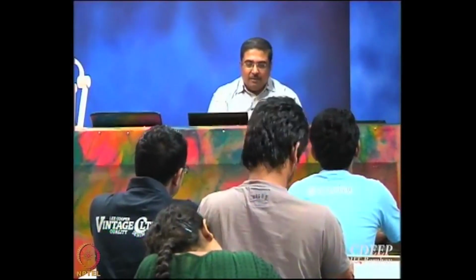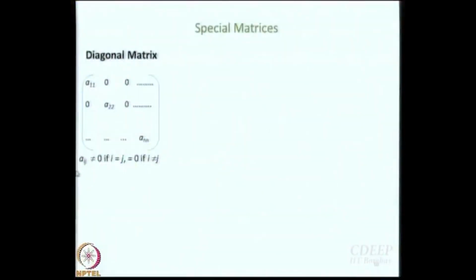You should not be scared if we write things in this notation. Aij, what is i, what is j? Row number, column number, fine. Aij is not equal to 0 if i equal to j, and 0 if i not equal to j, fine, that is very easy. Next is real matrix, that also is extremely easy.